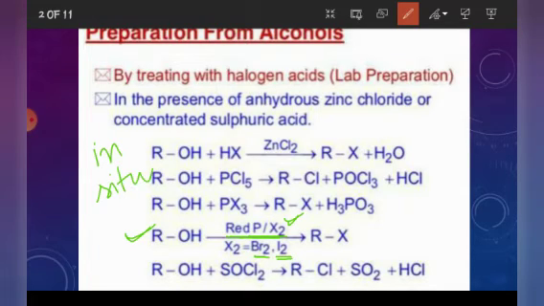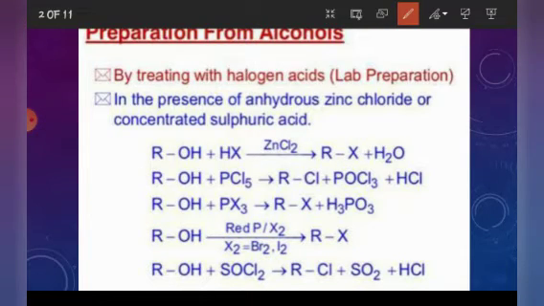Why are we doing this? We are preparing phosphorus tribromide and triiodide within the reaction because they are very reactive. So these two are prepared during the reaction, and then this OH group is replaced and X is added to form haloalkane. Now let us see the last method.